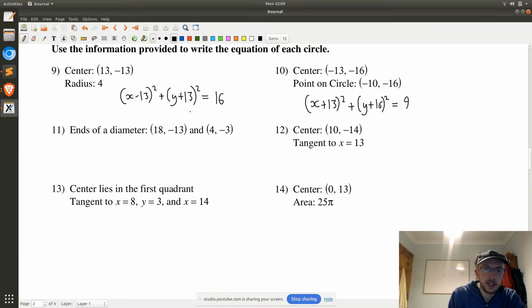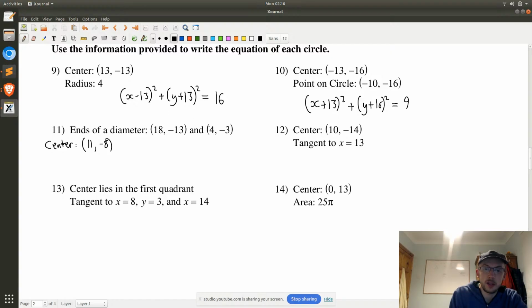The ends of a diameter are as follows. Okay, so find the midpoint of these, and that'll tell you the center of the circle. So the center is 11, comma, -8, like that. Then find the distance between them and half it to get the radius.